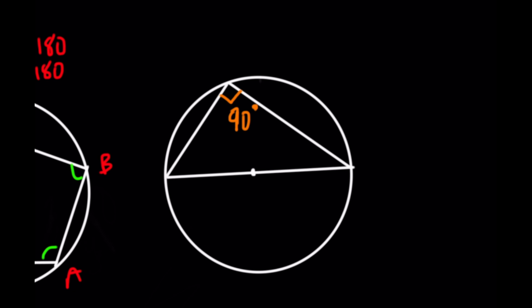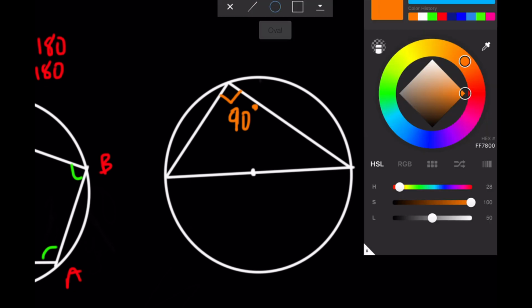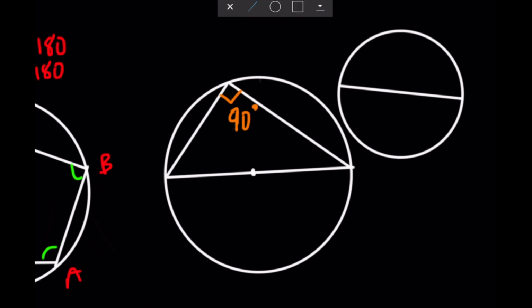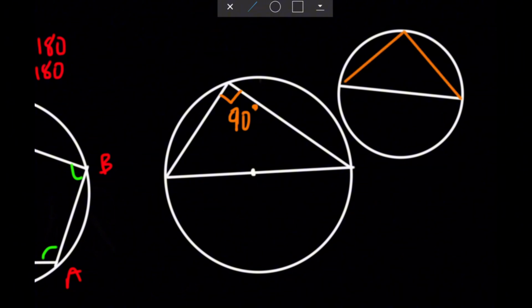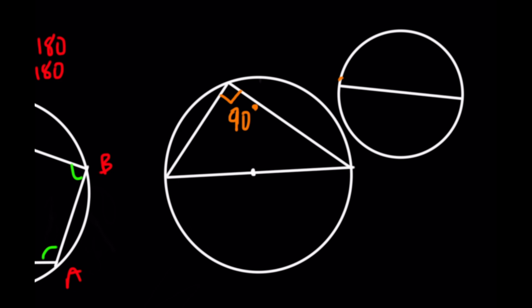We could draw another circle here and then a diameter line. The triangle can be anywhere, and you can really see that it's 90 degrees anywhere, and in the middle it's also 90 degrees. It's because two of the points of the triangle have to be here and here. So it makes it 90 degrees and a right triangle.